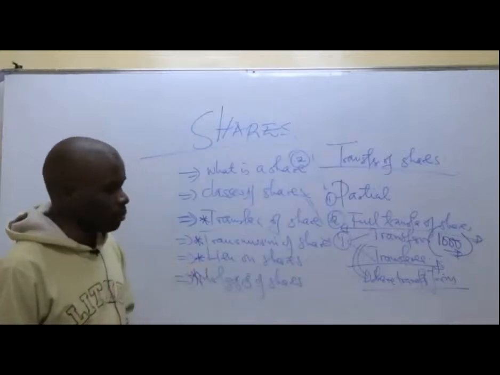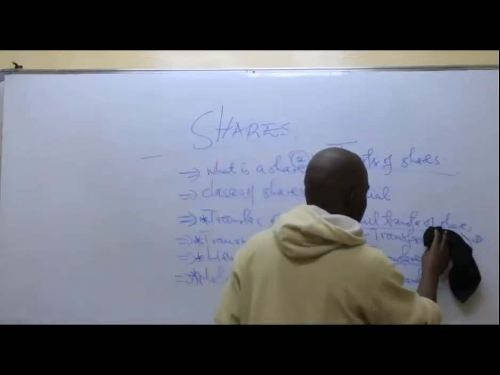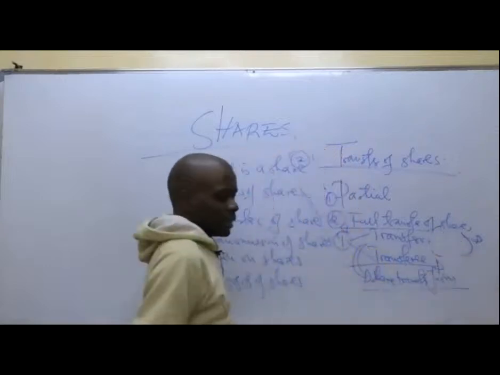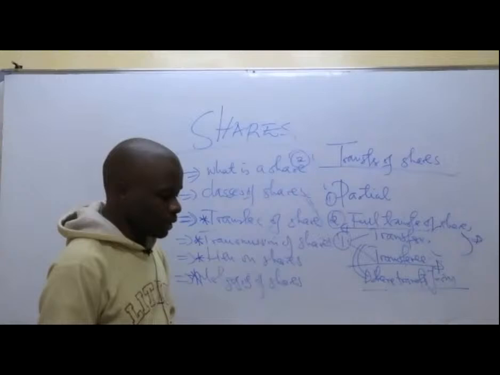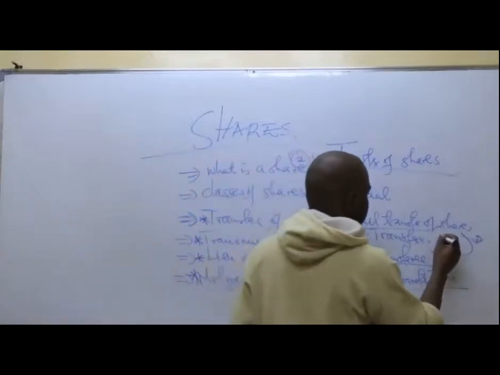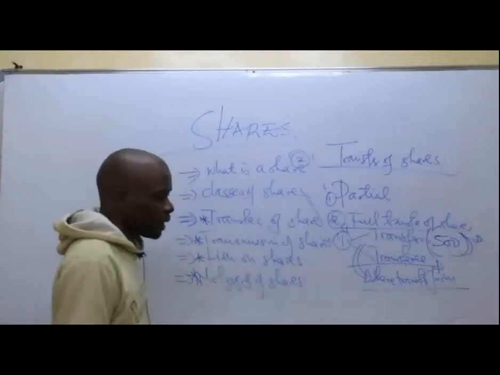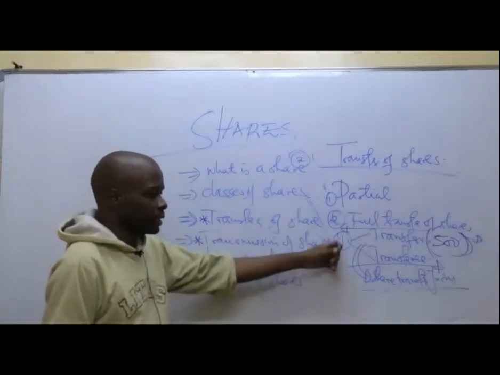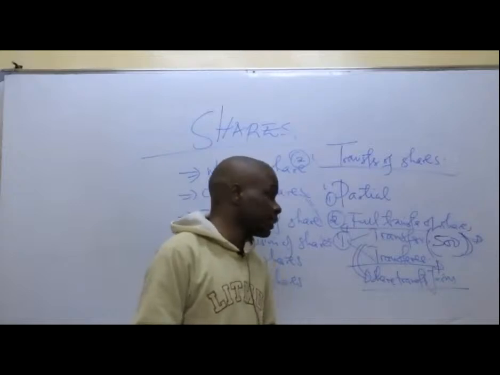What will happen, for example, if you have 1,000 shares, but you only transfer 500? That is what we are calling partial transfer. You don't completely transfer your shares. You transfer part of the shares. What should come to your mind, quite obviously, is that both parties will remain as members of the company at the tail end. That is what will happen.